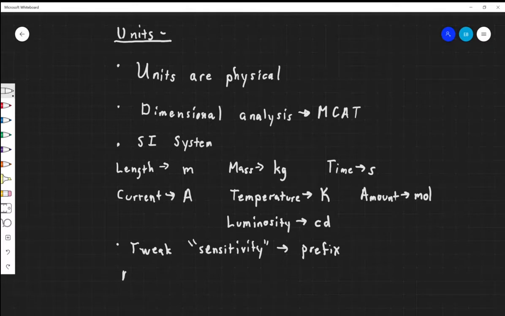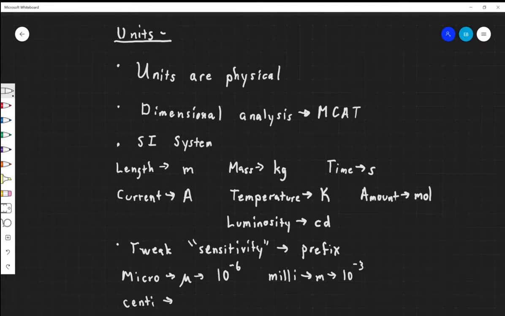So you have things like micro, which is denoted by the Greek letter mu, and that represents 10 to the negative 6. So that's really, really small stuff. Then we have milli, a common prefix that we see. Milli, with a little m, would be 10 to the minus 3. We might have something like centi, like a centimeter, denoted with a c. That would be 10 to the minus 2.